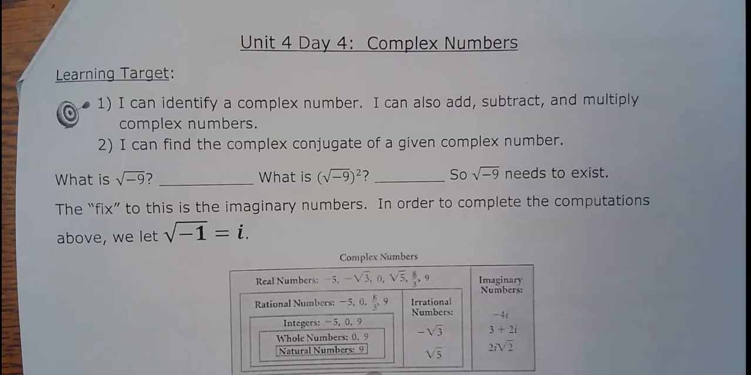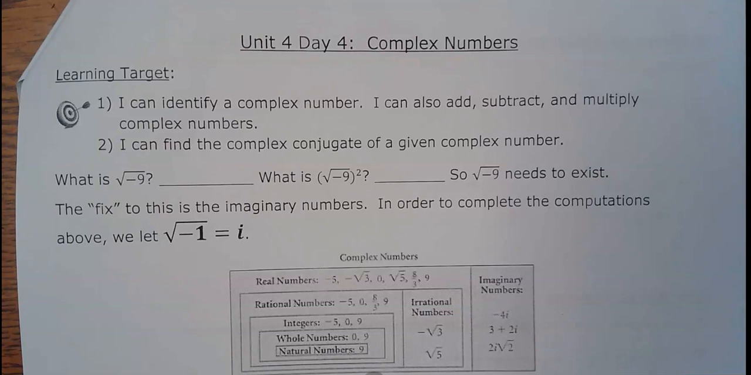Okay, we're going to talk about Unit 4, Day 4 today. So, complex numbers. These are numbers that before, whenever we'd see a square root of a negative, we'd say can't do it. So we just kind of move on. But now we are going to define it, at least so that we can work with those numbers.